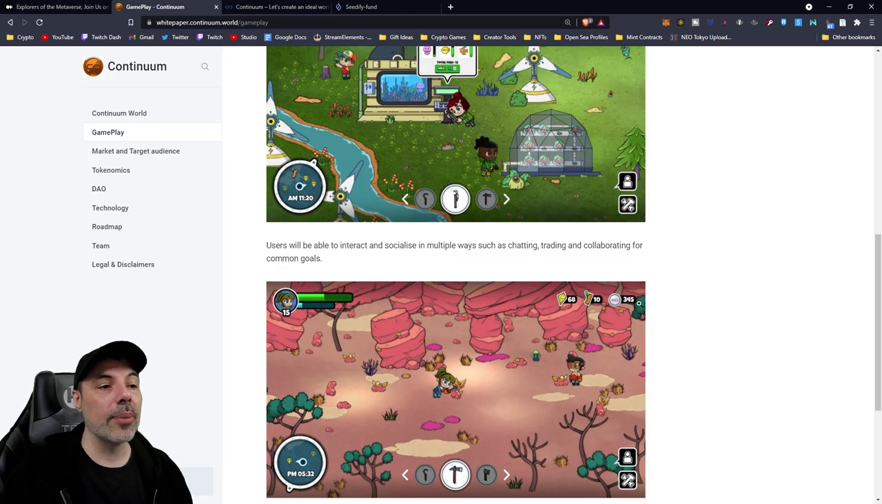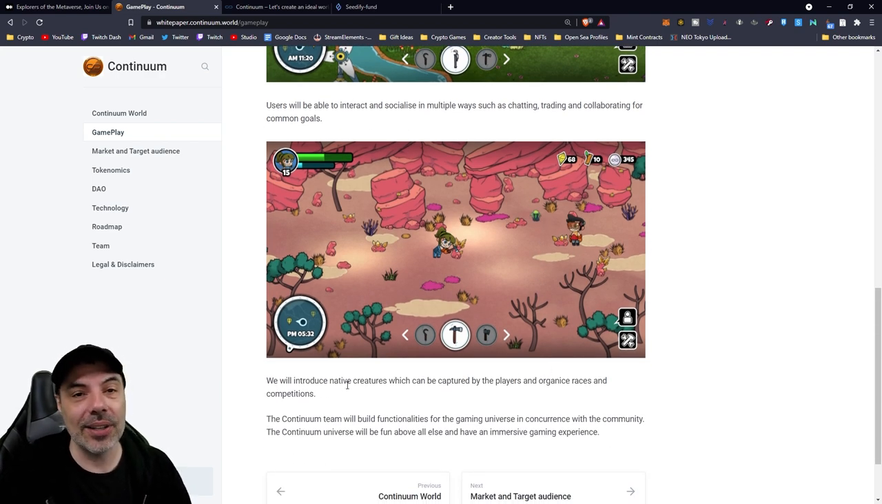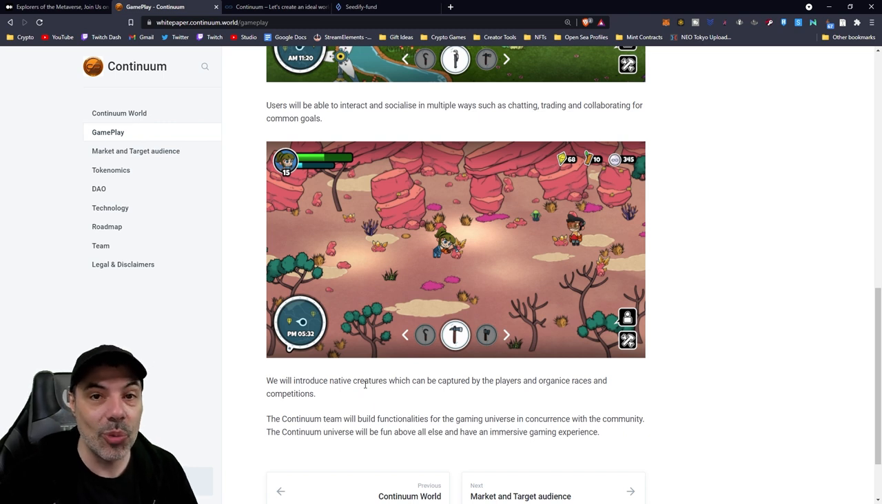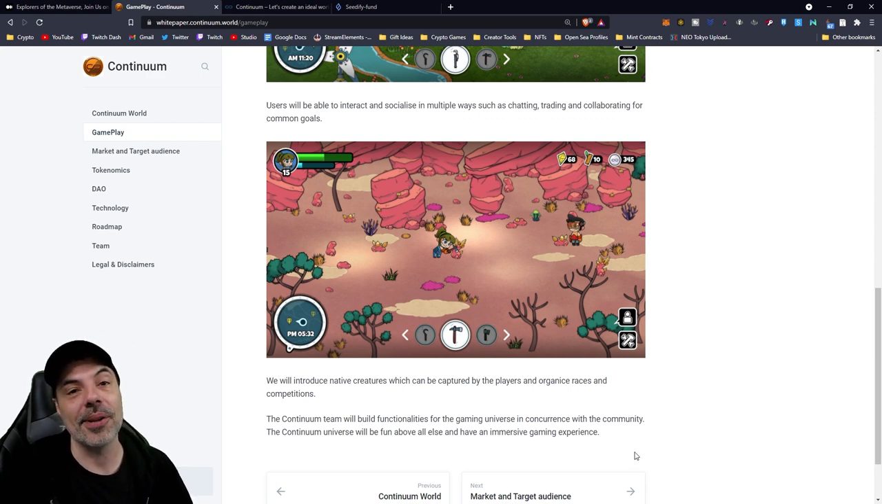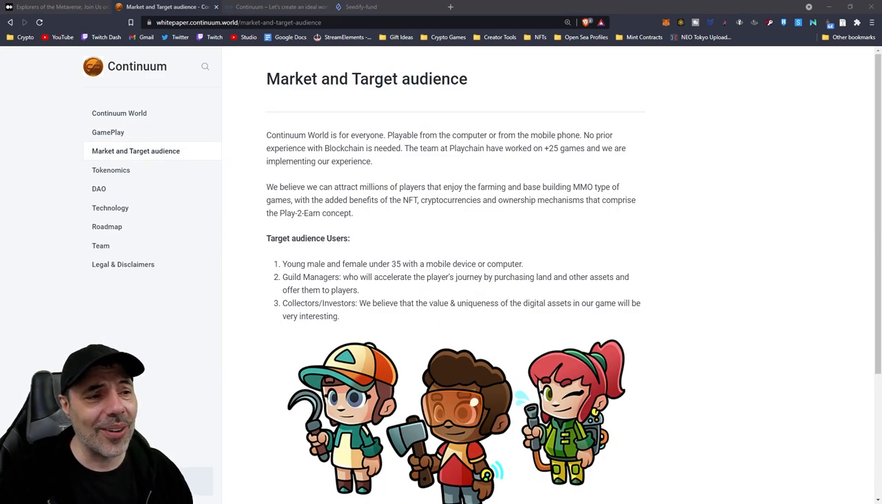It says users will be able to interact and socialize in multiple ways, such as chatting, trading, and collaborating on common goals. So being able to trade in-game resources, that's kind of cool, right? You can start like a trade window and just kind of look, I got some wood, you got some gems, let's trade up. We'll introduce native creatures that could be captured by the players in organic races for the competitions they're talking about. The Continuum universe will be fun above all else and have an immersive gaming experience. I like where they're going with their target audience too. No prior experience in blockchain is needed is what they say. It'll be playable from a computer or a mobile phone.